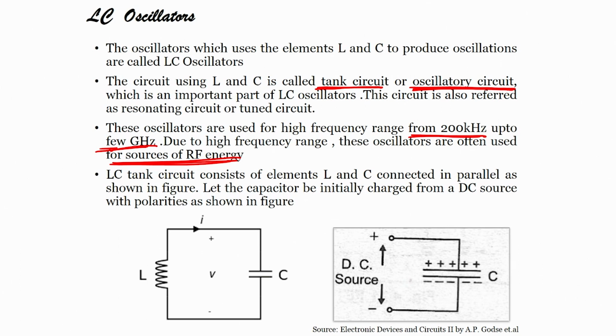As we have discussed, the LC tank circuit consists of L and C connected in parallel as shown in the figure. Now, how does this work? Initially, let us consider that when we apply the DC source, the capacitor is charged with polarities as shown in the figure.